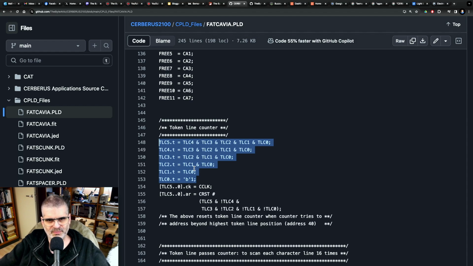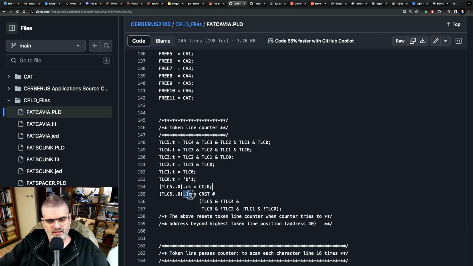It's much easier to explain this with a diagram, which I don't want to do. But if you go online and Google binary counter based on toggle flip-flops, you'll understand why it is like this. So the .t is the input to each flip-flop. .ck is the clock input to each flip-flop. Because it's the same input for all of them, I'm specifying all of them together. TLC5 down to TLC1 .clock, they are all the same. It's the caveat clock that comes from Skunk.